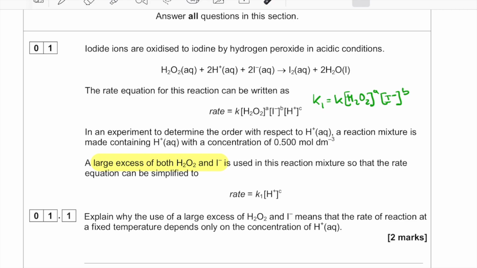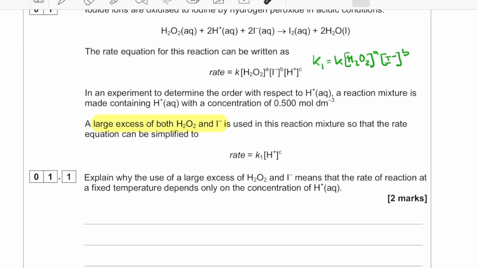We have so many more moles of the hydrogen peroxide and iodide ions that when the reaction is finished, the concentration of those two substances has hardly changed. And that is how we are able to treat them as control variables.